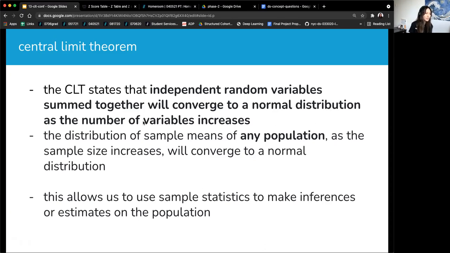Another one is that the distribution of sample means of any population, as the sample size increases, will converge to a normal distribution. This, I think, is the definition that makes a little more sense to interpret from a data science perspective. So let me highlight this. What is this saying? If I have a population of people's IQs, there is no way I can survey everybody in the world and figure out the mean and standard deviation of IQs for the entire world. Very, very difficult to do.